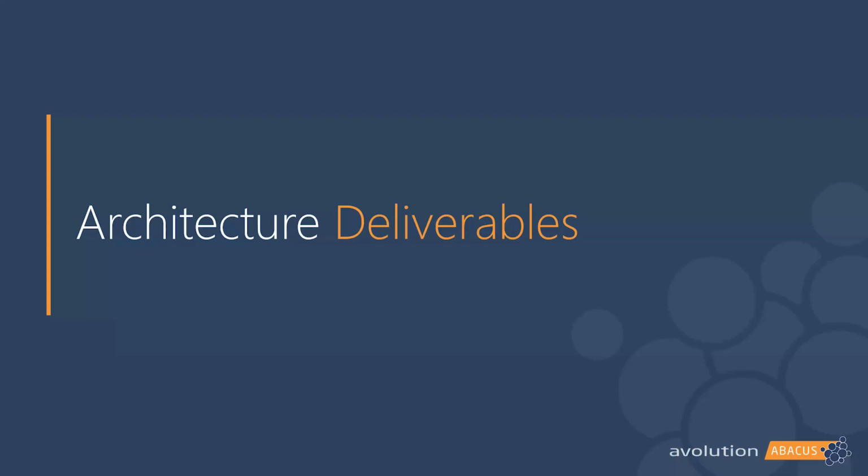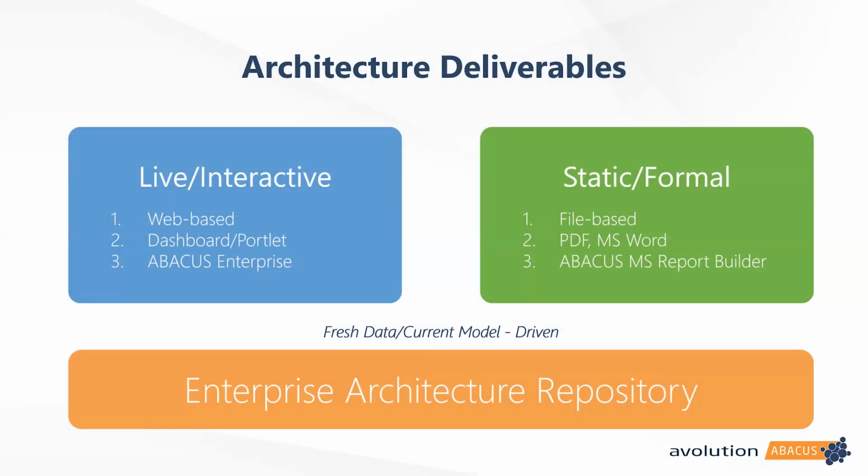Now, when it comes to actually building deliverables for this content, there are two main ways that we've seen deliverables being produced, not just from ABACUS, but generally across EA teams. The first is through live and interactive views. And this feeds nicely into the idea that we have ABACUS Enterprise, a live dashboarding environment. It's web-based. We can build portfolios of views in there that people can interact with daily.